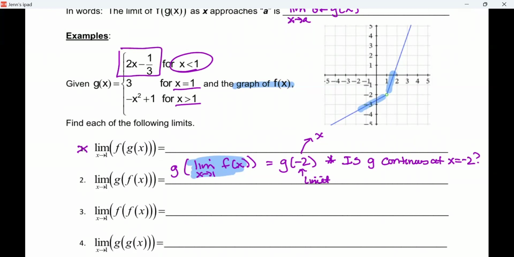Well, 2x minus 1/3, that's a line. It's a line with a slope of 2, y-intercept of -1/3. I know lines are continuous for all real numbers. So the answer to this question is yes, it is continuous because I know it's a line. So then what I simply need to do is find g of -2, which means I'm going to take -2 and plug it into this function for x. I'm looking at the defined value. So 2 times -2 minus 1/3, -4 minus 1/3 is equal to -4 and 1/3.